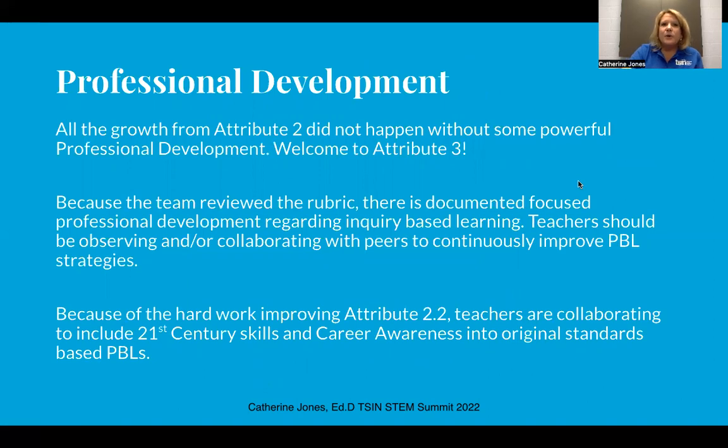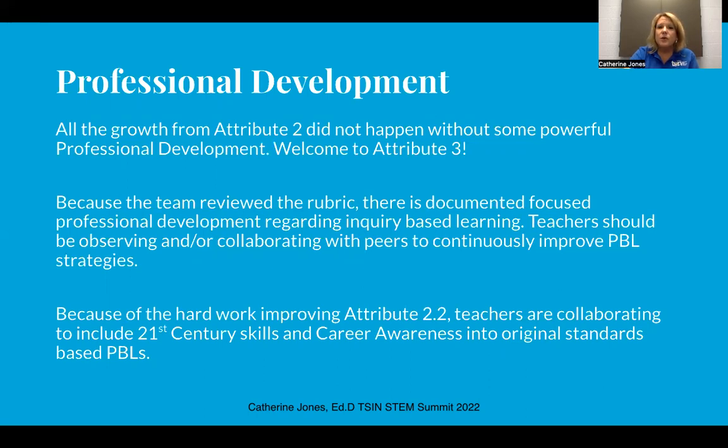So the next attribute is attribute 3, professional development. So all the growth from attribute 2 did not happen without some powerful professional development. Welcome to attribute 3. Because the team reviewed the rubric, there's a documented, focused professional development regarding inquiry-based learning. Teachers should be observing and are collaborating with peers to continuously improve PBL strategies.